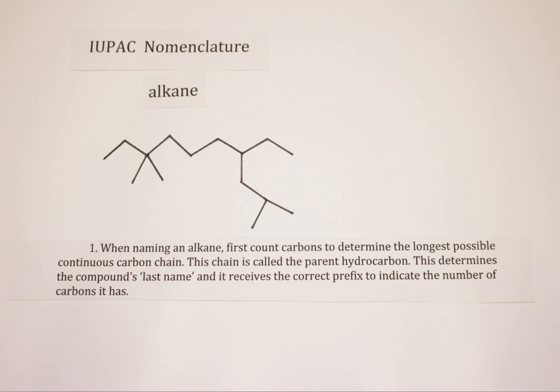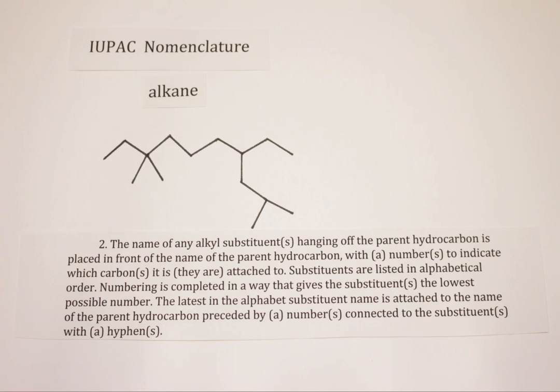So when naming the alkane, first count the carbons to determine the longest possible continuous carbon chain. That's the parent. Then you're going to name any of the alkyl substituents. You're going to give them a number to say where they come off the parent hydrocarbon that gives them the lowest possible number, and then you put them in alphabetical order. So ethyl will always come before methyl.